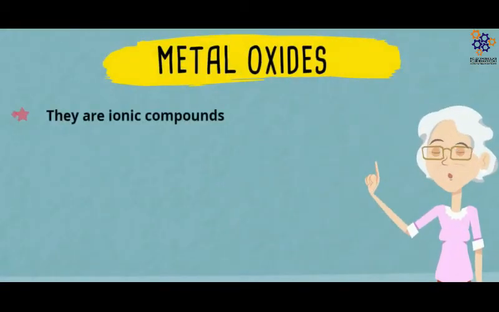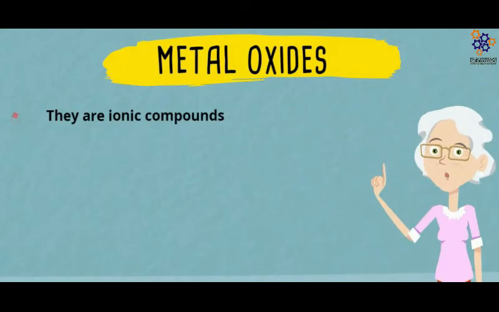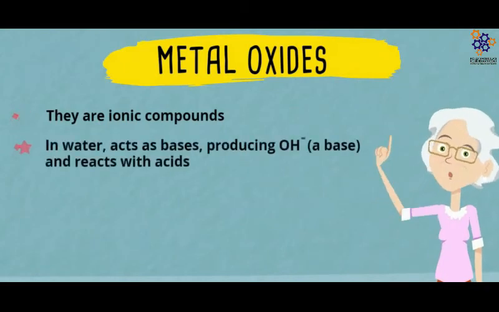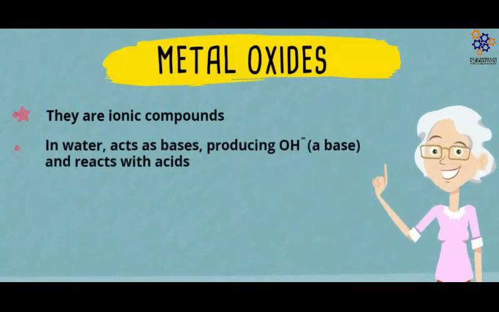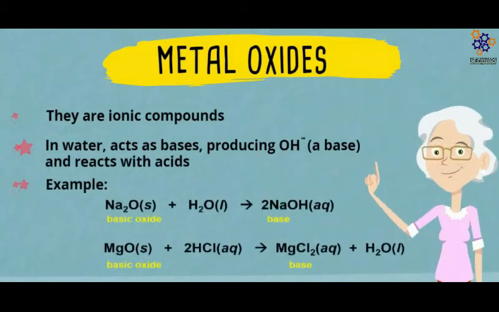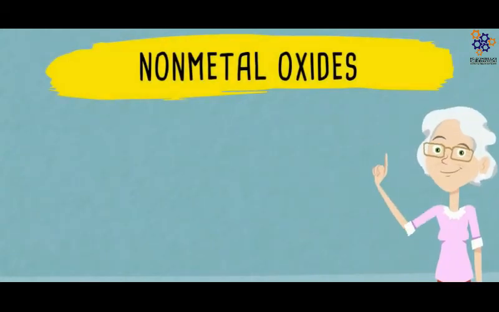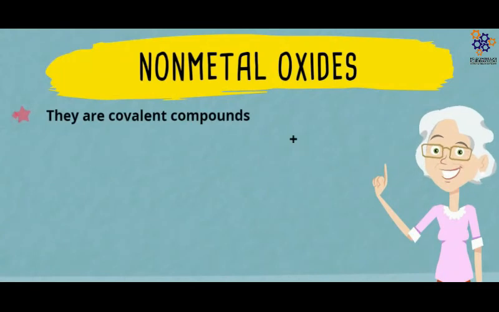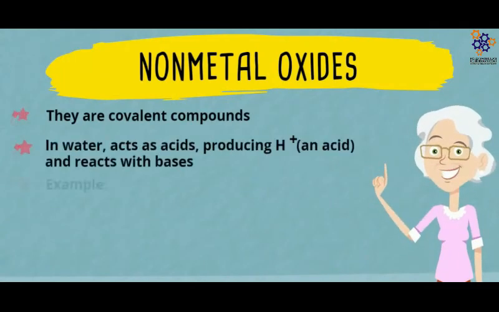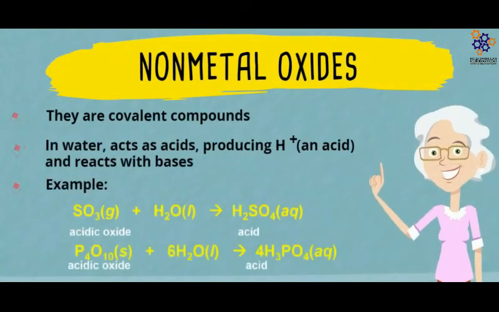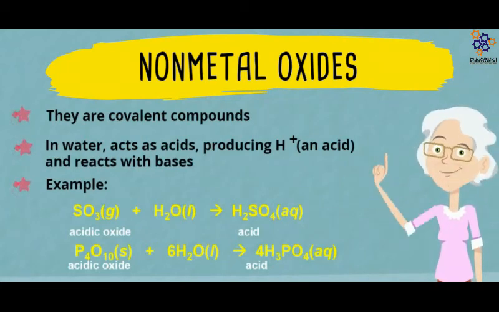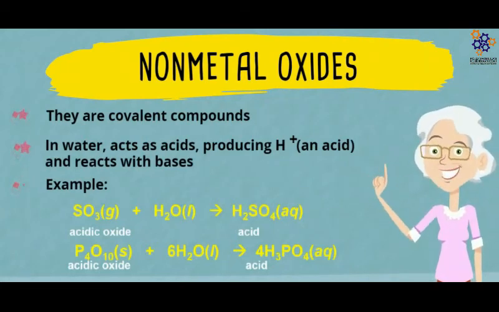Metal oxides are ionic compounds. In water, metal oxides act as bases, producing hydroxide ions. Metal oxides are also able to react with acids. Non-metal oxides are covalent compounds. In water, non-metal oxides act as acids by producing hydronium ions. Non-metal oxides are also able to react with bases.